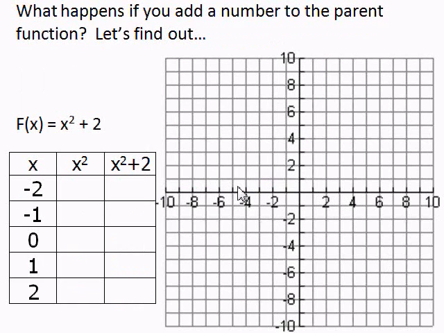We're now into that last objective, and in order to help us better understand it, I've asked the following question. What happens if you add a number to the parent function? Let's find out.